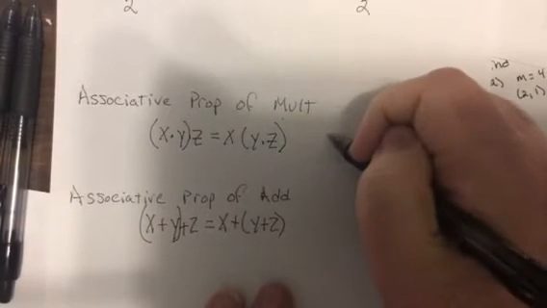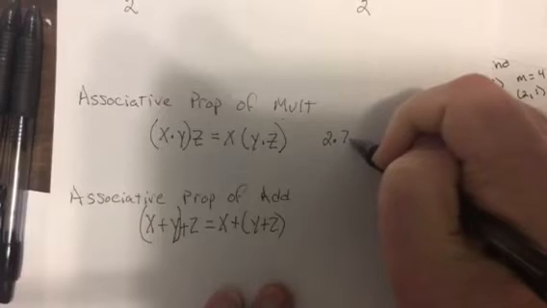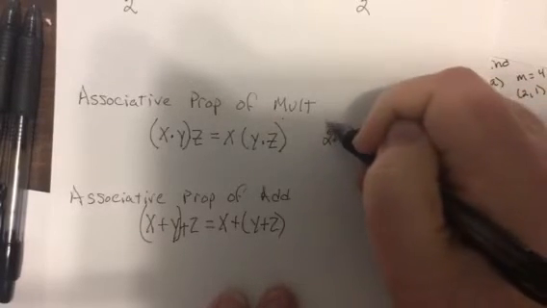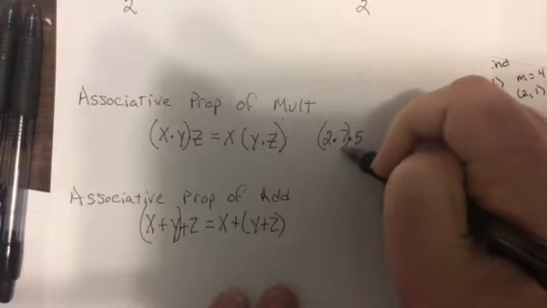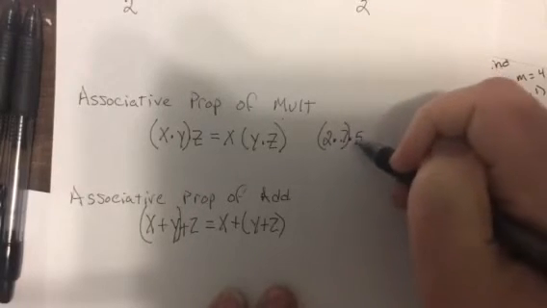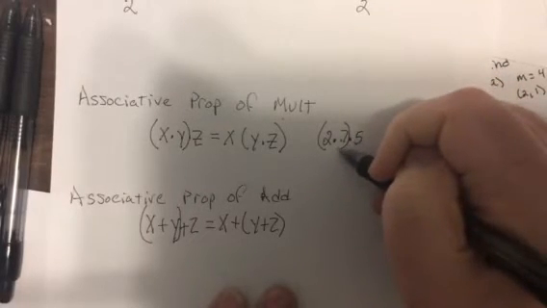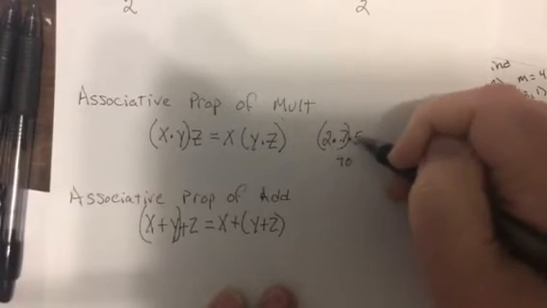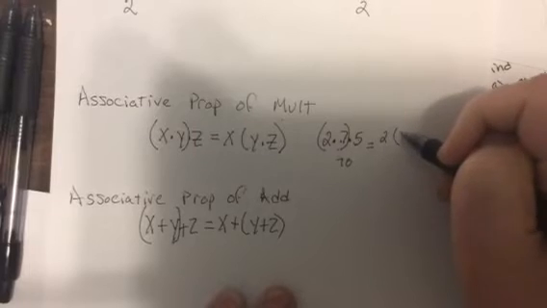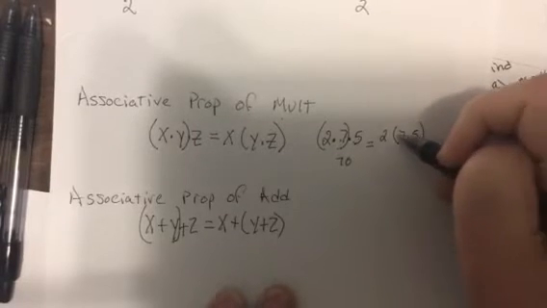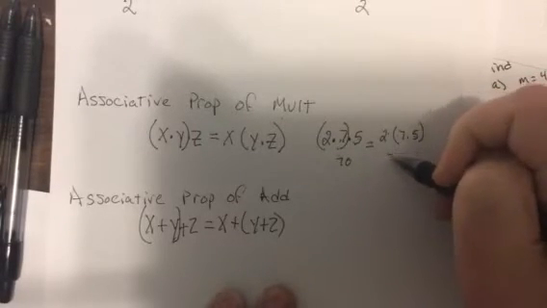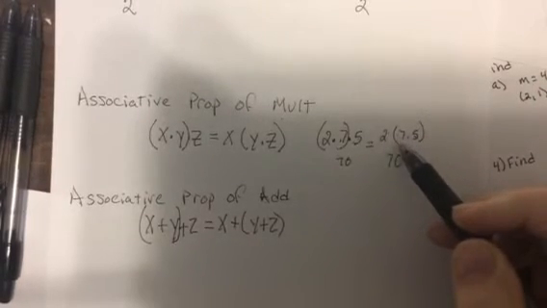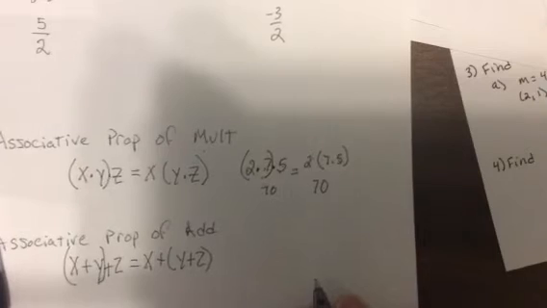Well, what if I have 2 times 7 times 5? I could go 2 times 7 is 14, times 5 is 70, or I could do 7 times 5 is 35 times 2 is 70. You may find this way easier for some reason, or you may find this way.